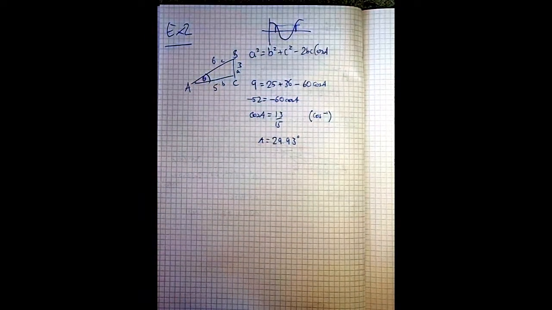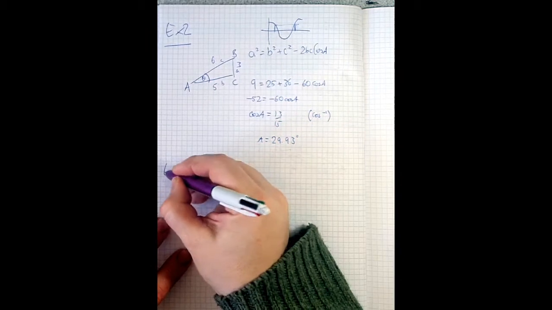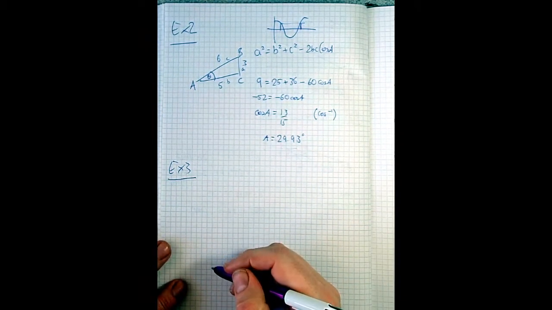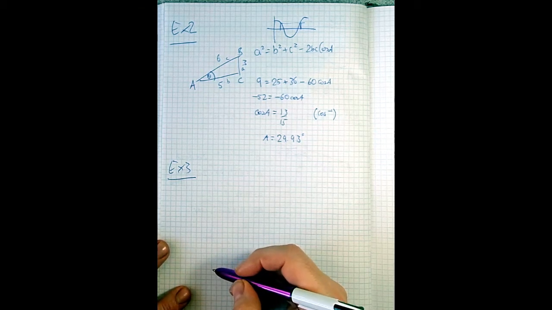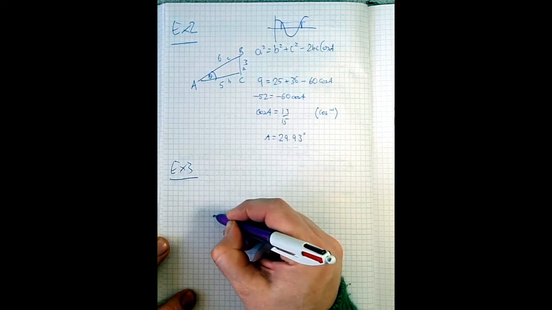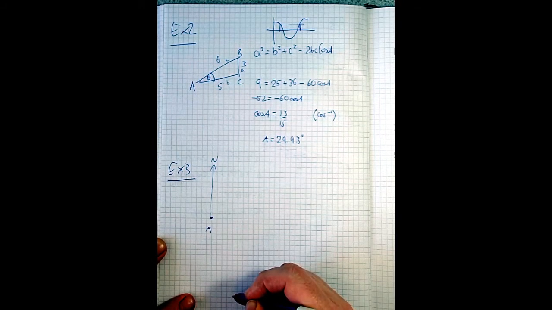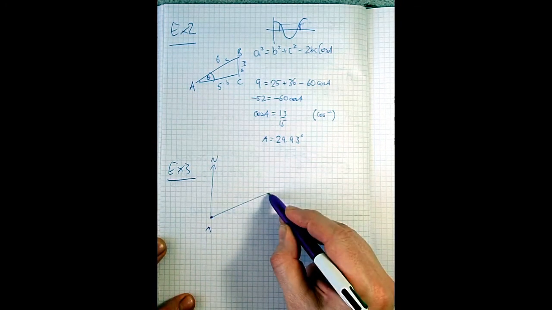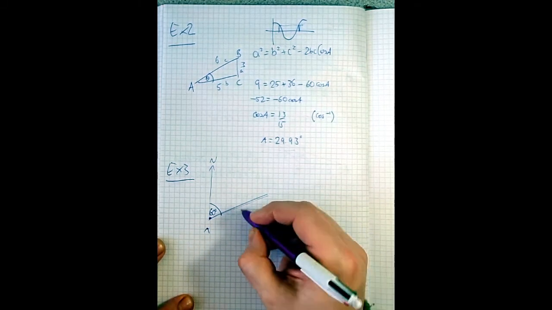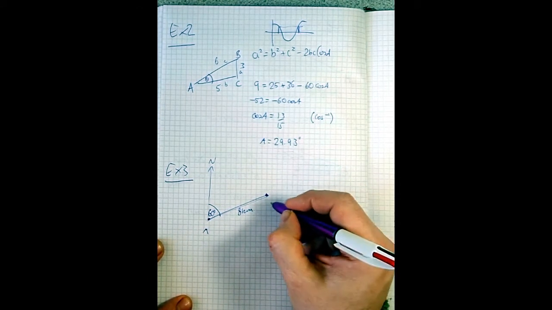Example 3, let's have a look at it. I'll just pause while I read it. Okay, so example 3, remember a bearing always goes from north and always goes clockwise. So Coast Guard Station B is 8 kilometres on a bearing of 060 from Coast Guard Station A. So there's A, there's my north line, 60 degrees up there, 60 degrees, that's 8 kilometres, and that's Coast Guard Station B.